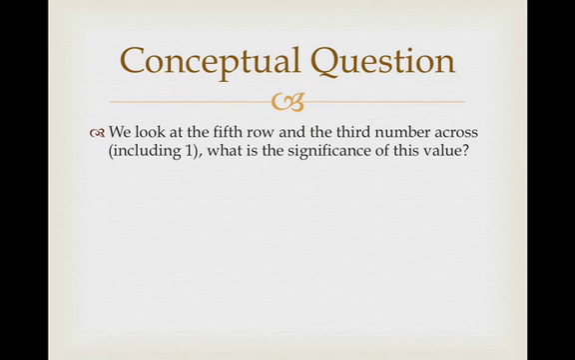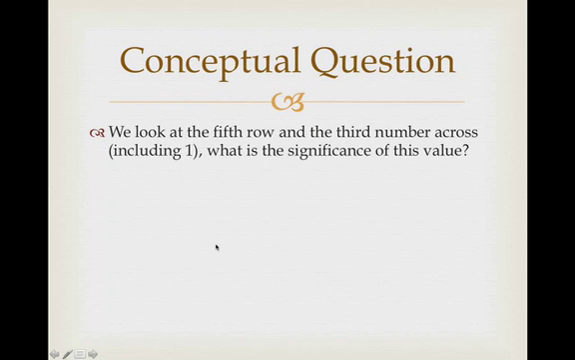Okay, so we look at the fifth row and the third number across, and that's where we include the 1 on the outside. What is the significance of this value? Well, when we think about it, if we're looking at the fifth row, so we've gone 5 rows down, and we're looking at the third number across, the first value across would be the chance of getting 0 successes from 5 trials, or the number of ways to get 0 successes from 5 trials, sorry.